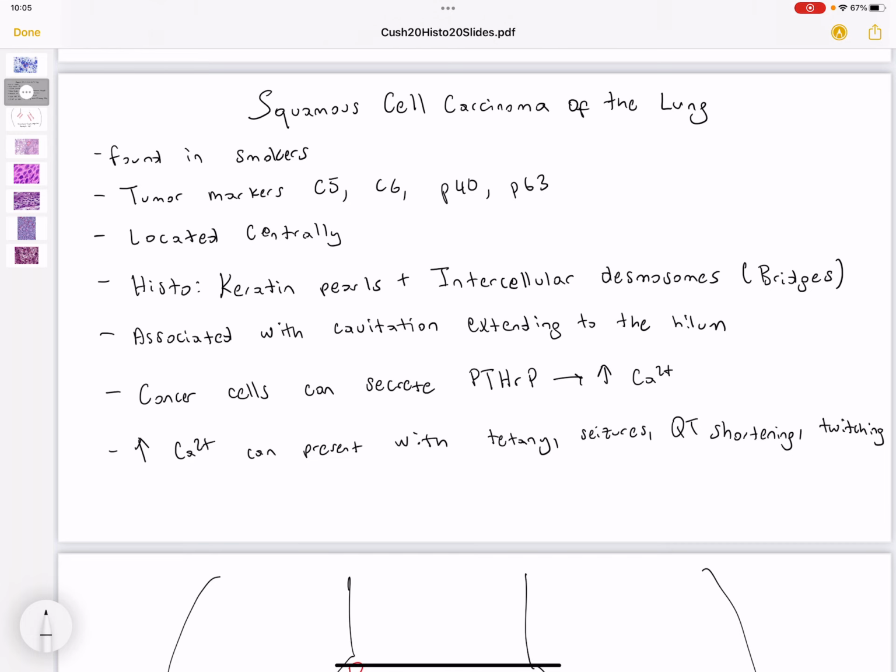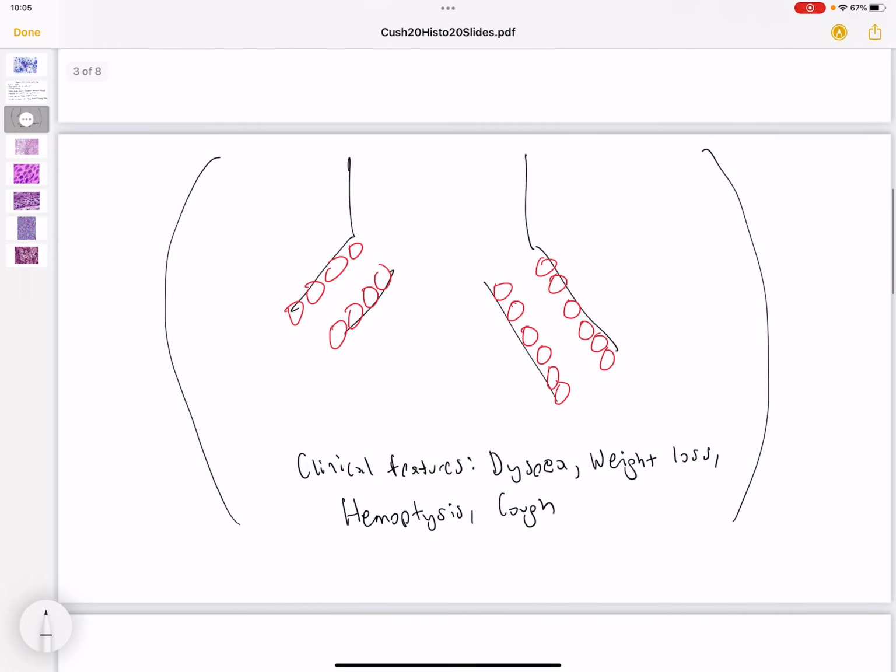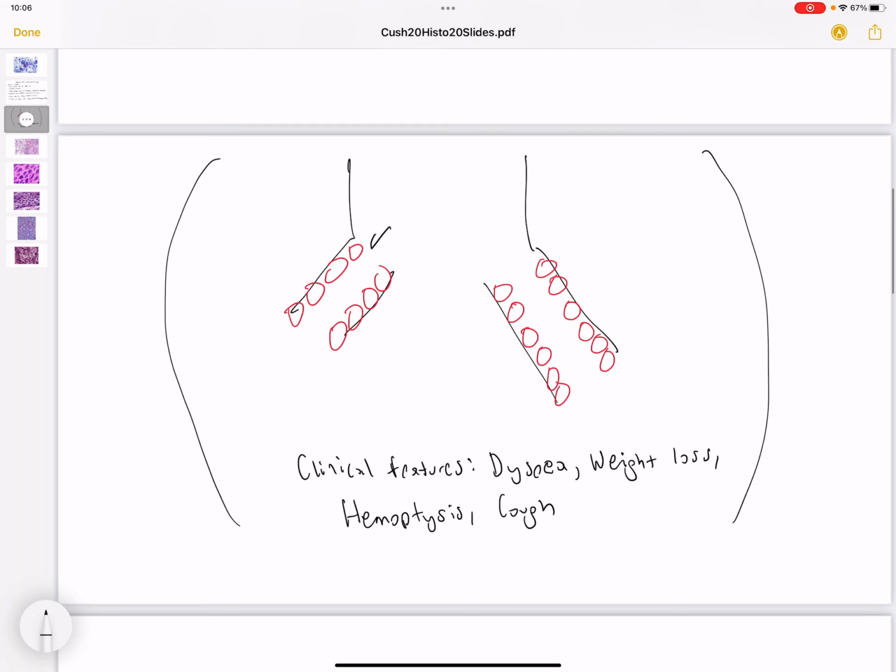It is going to be located centrally, and when I say that, here I've drawn a picture that is going to represent the lung, and here we see the cancer cells that are going to be proliferating in the bronchi. So they're going to be located centrally in the lung. So they're not going to be found over here, for example, and we would call that a peripheral tumor.